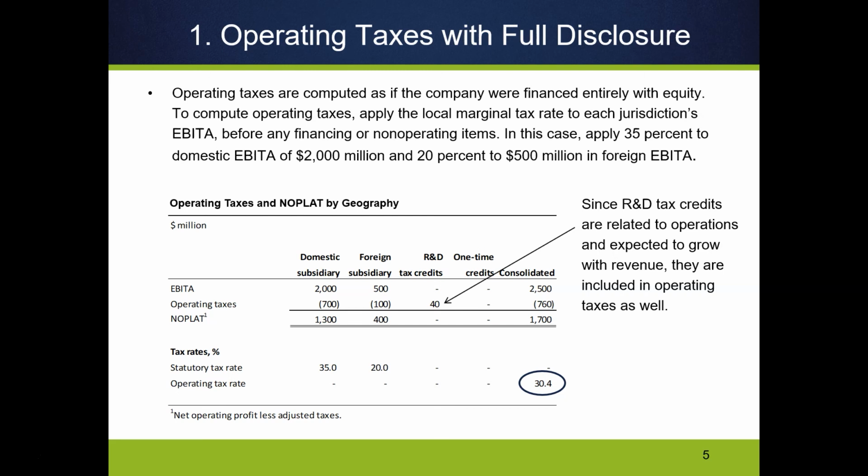So operating taxes of $700 million plus $100 million, minus the $40 million tax credit, gives me consolidated operating taxes of $760 million, and that gives me an operating tax rate of 30.4%.